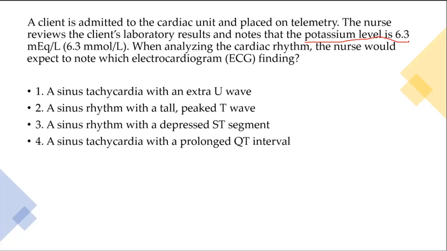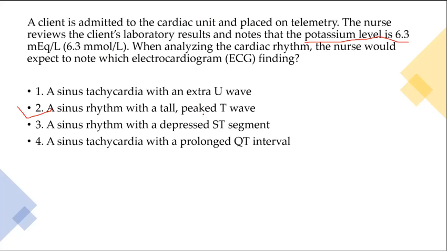If I have a potassium level of more than 5.0, I know my patient is hyperkalemic. And what are we going to see on our ECG? We're going to see a tall peaked T wave. So number 2 is going to be our correct answer. So number 2, tall peaked T wave. That's what you're going to see when your potassium level is elevated.